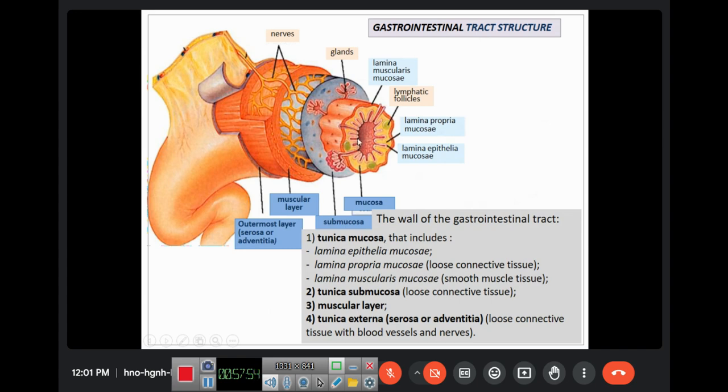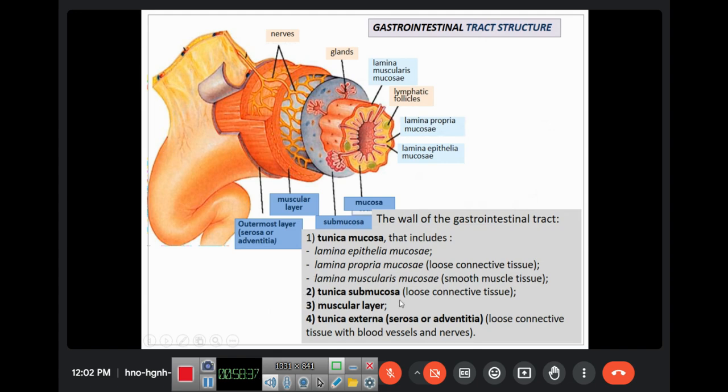mucosa for short, and mucosa includes three sub-layers: the innermost epithelial layer, which is called in Latin lamina epithelialis mucosae. Next goes lamina propria mucosae. It is the underlying loose connective tissue, which is located just under the epithelium. And the lamina muscularis mucosae. It consists of smooth muscle tissue. So these are the three components of the tunica mucosa, or just mucosa.